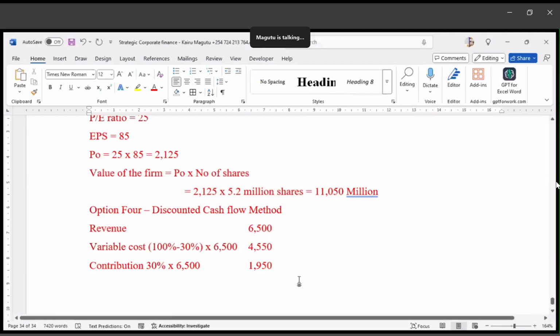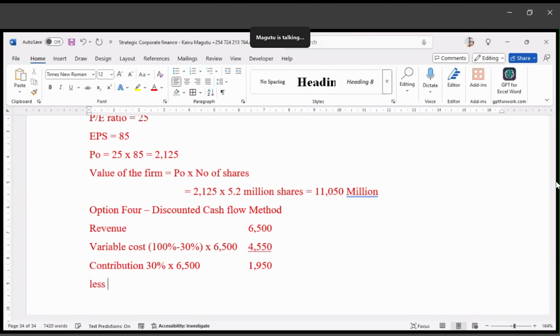Then that is the earnings before depreciation and tax. We are not given any information about the depreciation. So we less tax at 30%. Can someone give me the 30% of 1950?